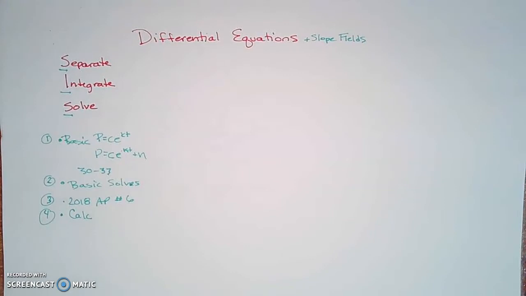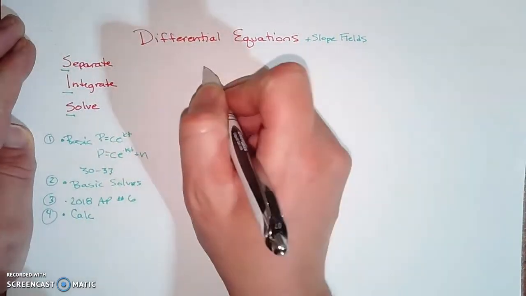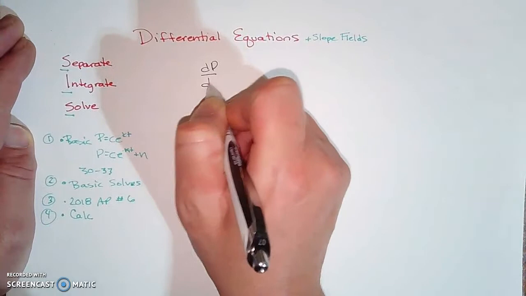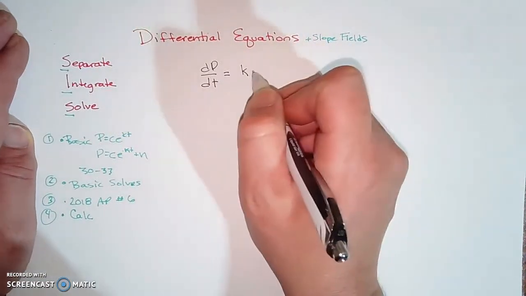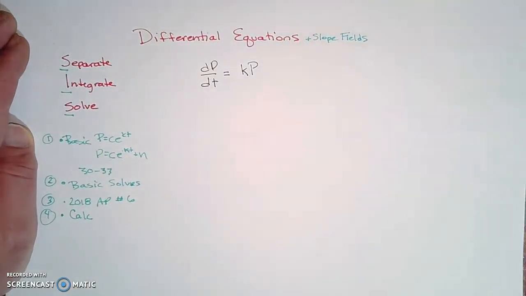Okay. First of all, a differential equation is just an equation that relates rates and quantities. Rates and quantities, that's it. The most common type of differential equation is one that says the rate of change of population is directly proportional to the population itself. That's the most standard type.